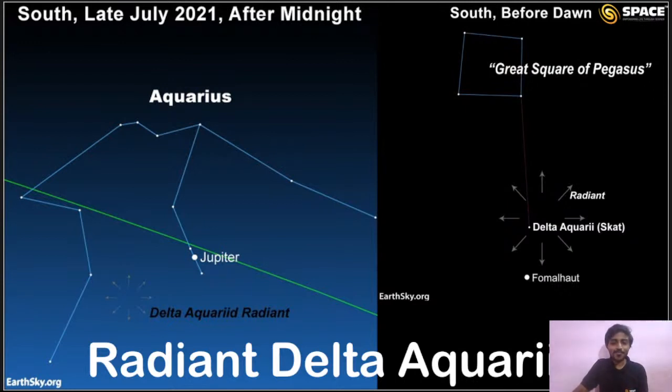Because all the meteors are entering the Earth's atmosphere parallel to each other. They are not coming from a singular point. They are all coming in together. So why have a radiant? And there's a very interesting reason behind it.